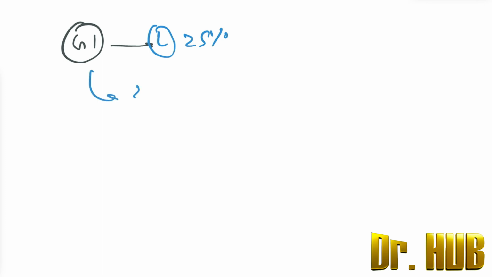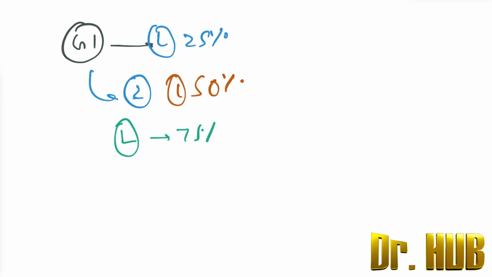In terms of G1, that is grade 1, the ossification lies about the lateral 25%. Now G2 is about the lateral 50%. Next is the ossification of the lateral 75%.